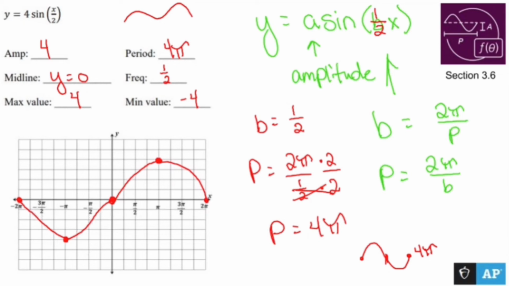But that's it. Let's get rid of this one. I'm not happy with that one. I'm just going to scooch it over there and make it look slightly better. So there you have it. There's your sine. As you can see, the whole period is seen just on this graph. Amplitude is 4, negative 4 is the minimum value. Everything is exactly as it should be. Midline is y equals 0.